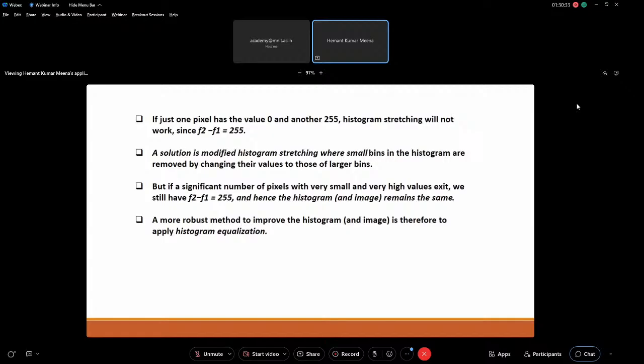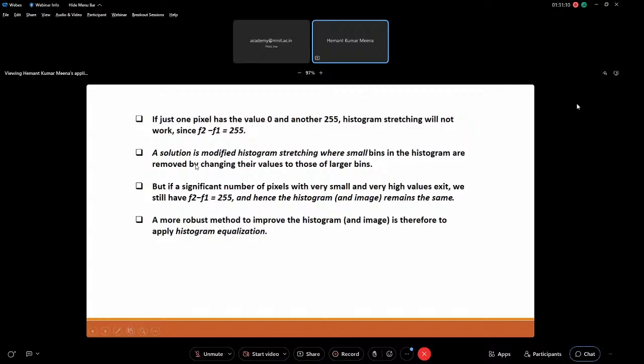But it doesn't mean that it will work everywhere. Some 10% of things are there where it will not work. What are those cases? If just one pixel has a value 0 and another 255, histogram stretching will not work, because then it will lead to a contrast one. Because see, stretching means basically the levels have been widespread. So that will not happen if only dark pixels are there with intensity zero.